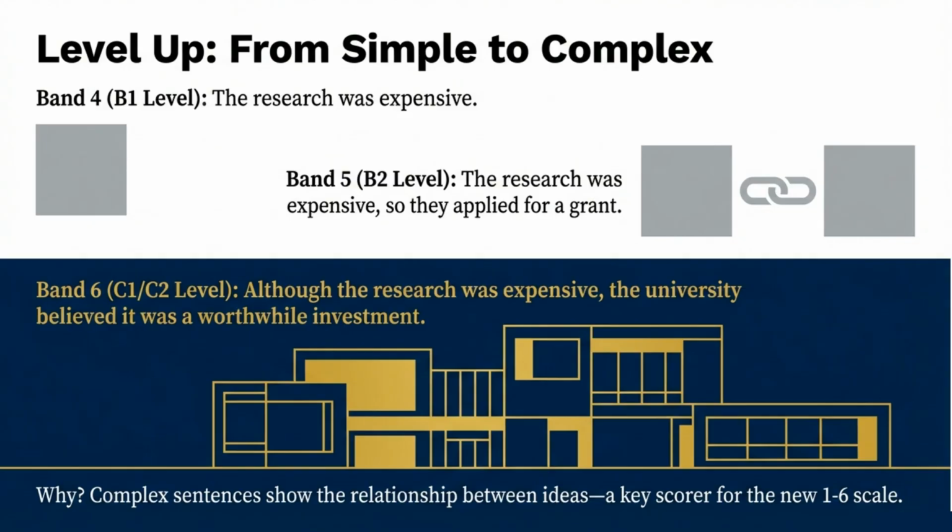Band 6, or C1 and C2 level, requires complex sentences using subordination. For example, although the research was expensive, the university believed it was a worthwhile investment. The key insight is this. To get a top score, you must demonstrate the relationship between ideas using complex syntax.